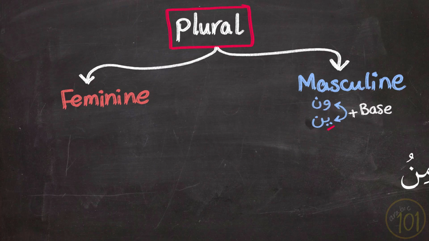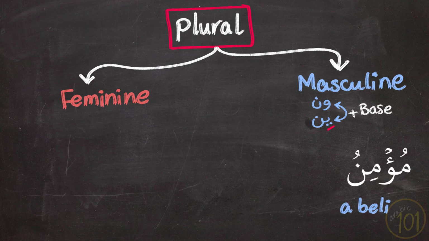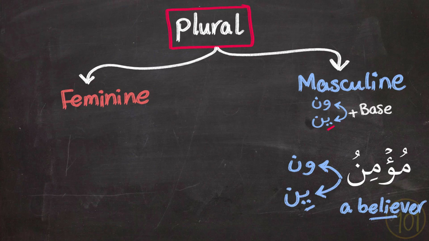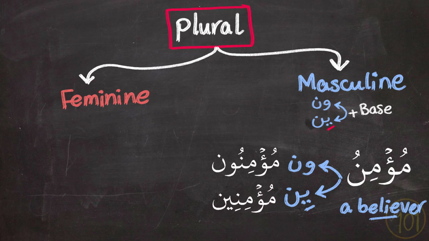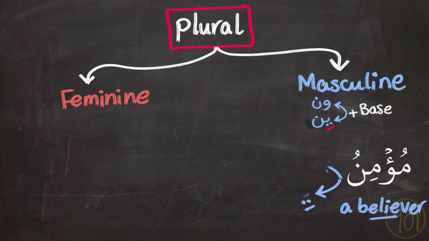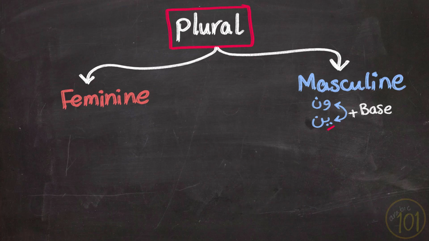So, a word like mu'min, which means a believer, is a masculine noun, and if you want to turn it into a plural form, you will add waw and noon or ya and noon to the end of the word. So it would be mu'minun or mu'minin, not mu'minain, because then it would mean two believers. Let's have a look at these examples to see them used in the context of the Holy Quran.